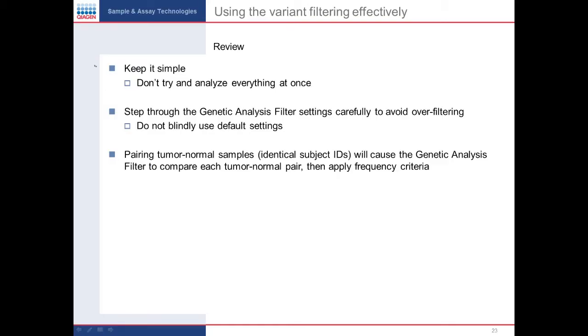So keep it simple. Don't try to analyze everything at once. Particularly with the genetic analysis filter, avoid overfiltering. Don't just blindly use the default settings or any other settings. Think about what you're doing. And obviously, when you're doing the paired tumor normal samples, make sure they have the same subject ID, or you won't get that pairing. You won't have that option.